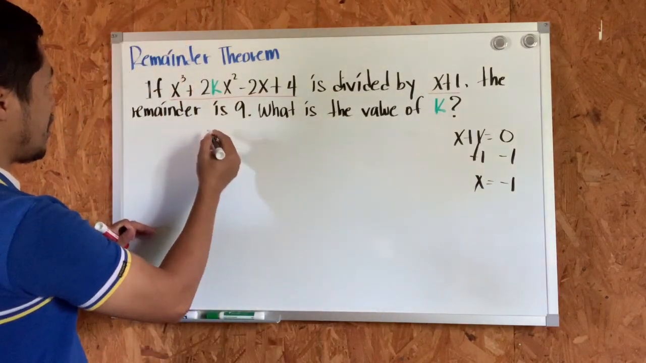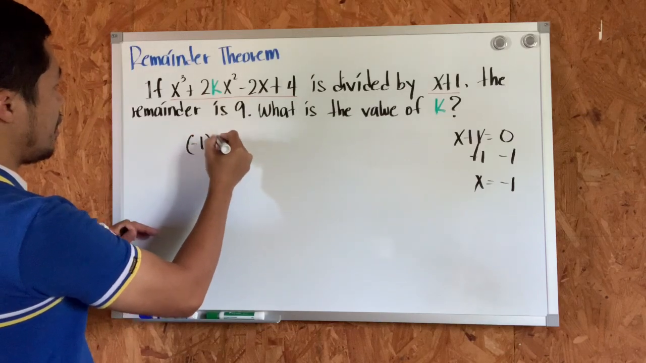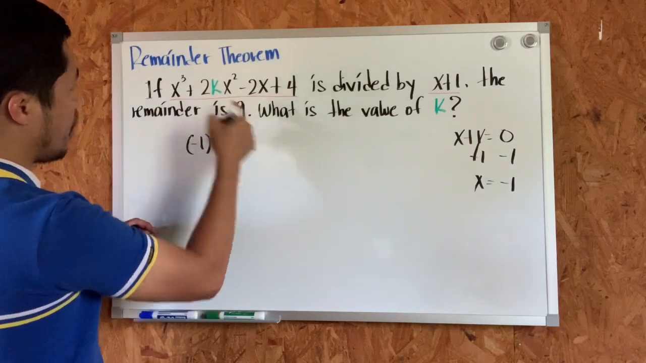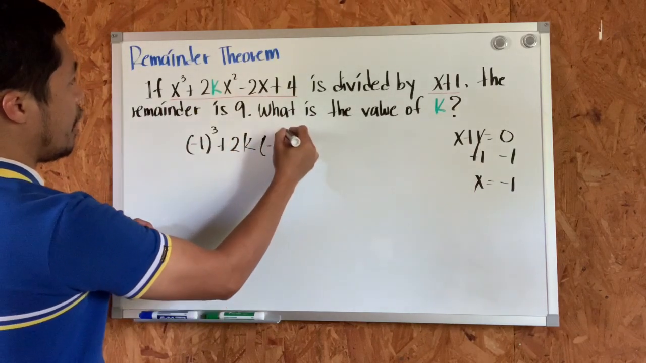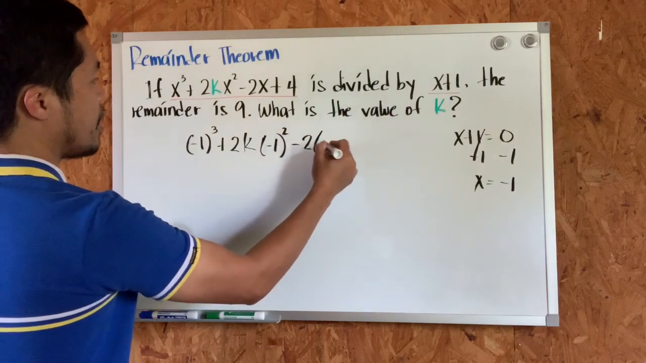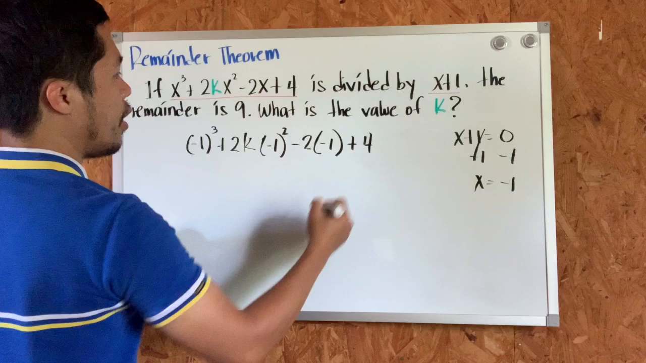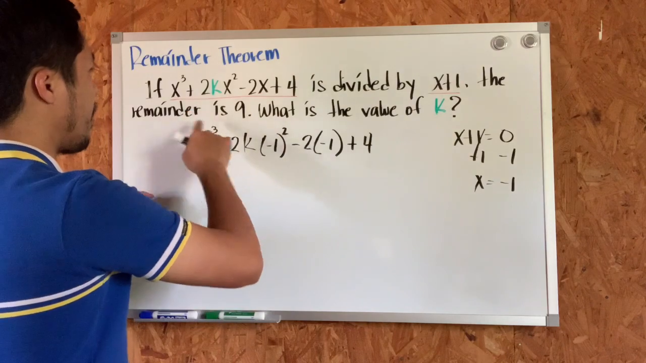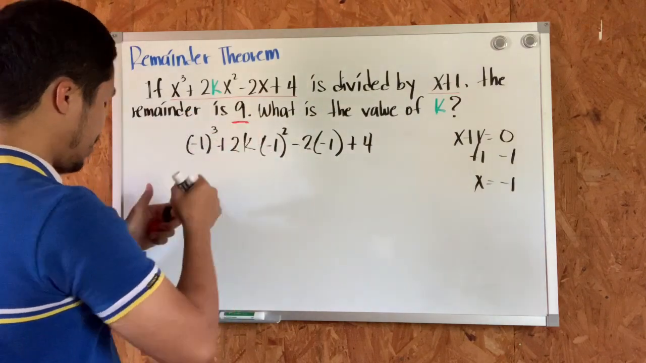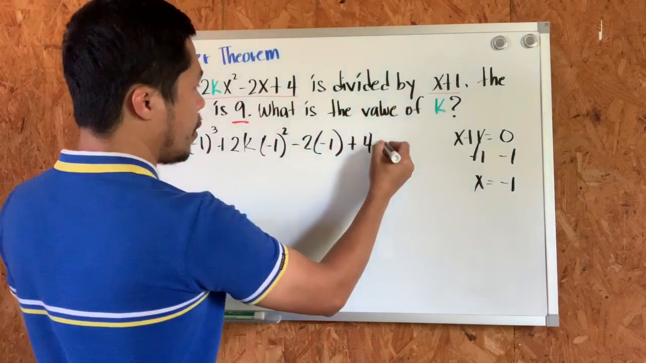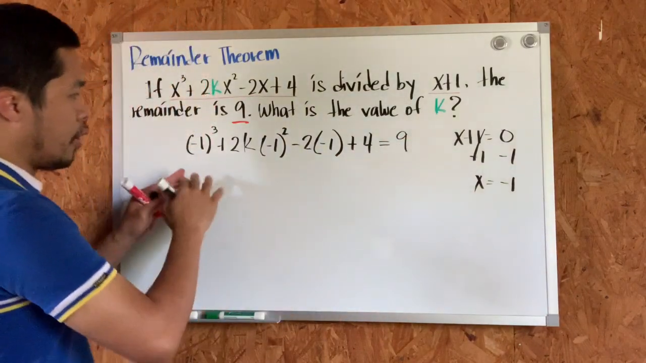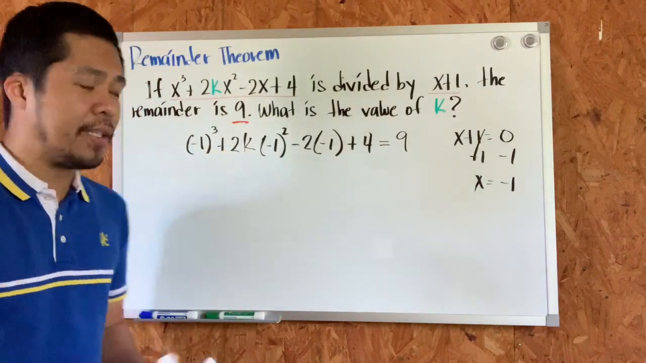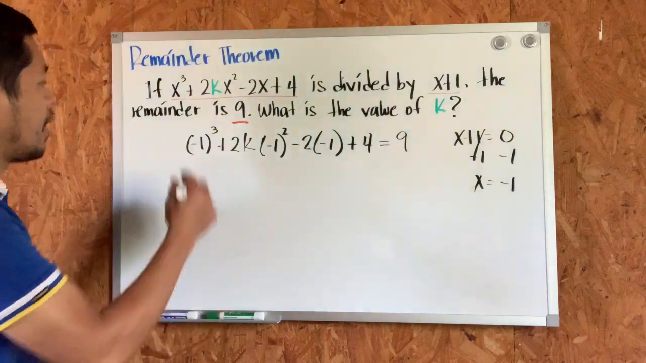Again, using that value of x, we will replace all of the x's by -1. Okay, so that means this will be equal to (-1) raised to 3 plus 2k(-1) squared minus 2 times -1 plus 4. And since, according to the problem, if we evaluate this, the remainder is 9, I'm going to equate this to 9. And if you look at this, we have an equation that has one variable that we need to solve, and that's the value of k. Okay, so let's solve this.